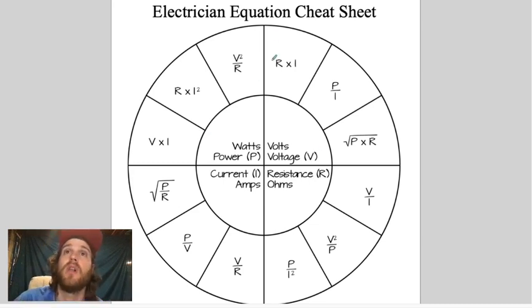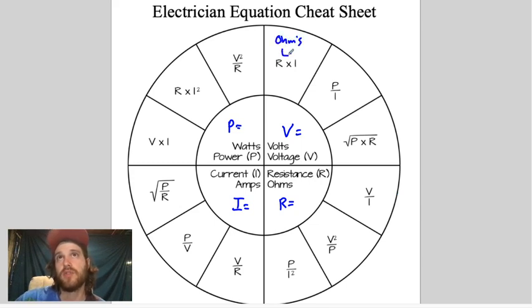We learned Ohm's law. So this is our wedge for voltage. Voltage equals this wedge. It's equal to all of these. Power is equal to all of these. Electrical intensity or amperage is equal to all of these in this wedge. And resistance is equal to all of these in this wedge. This is the cheat sheet. We learned two of these.